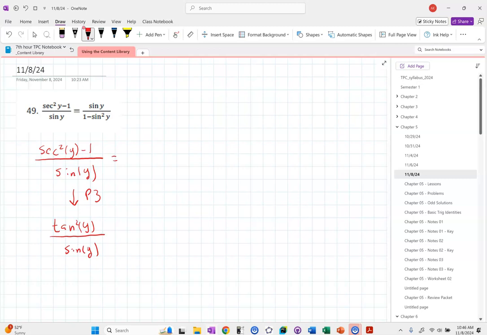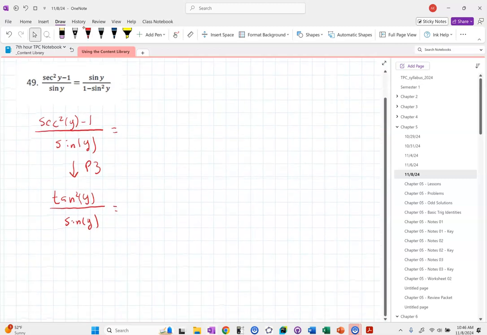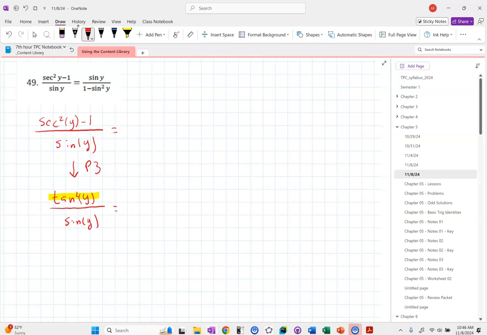Everybody feel okay there? Tan squared plus 1 is equal to secant squared, right? So if I subtract 1 from both sides, tangent squared is equal to secant squared minus 1. All right. So I notice now that tangent squared can have a sine in it, right? If I write it as sine squared over cosine squared using Q1.